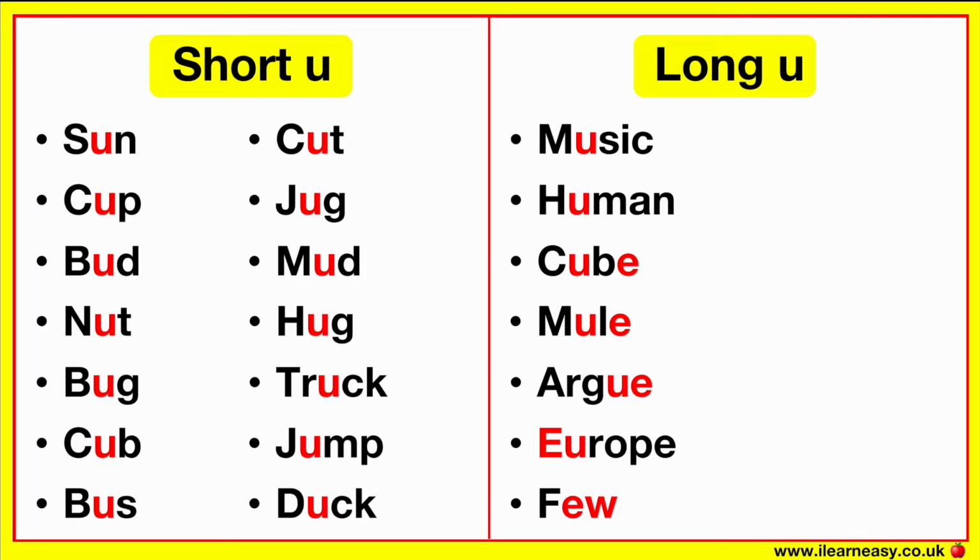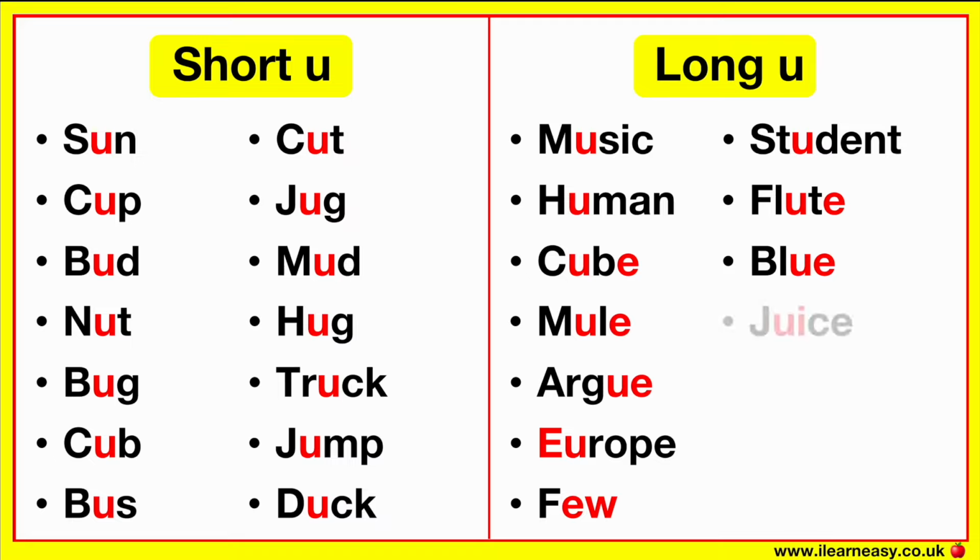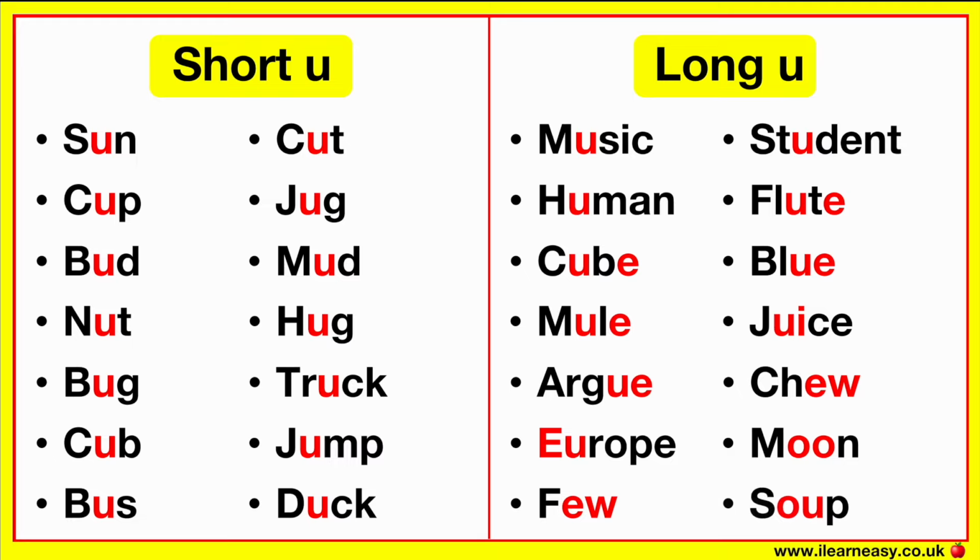The long oo vowel sound is made with the letter combinations U, U consonant E, UE, UI, EW, OO, and OU. For example, student, flute, blue, juice, chew, moon, soup.